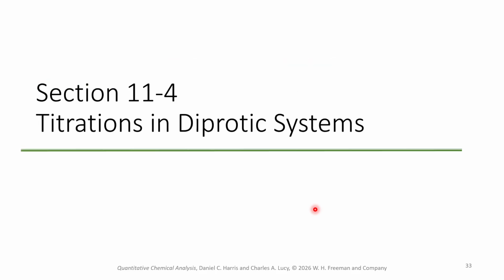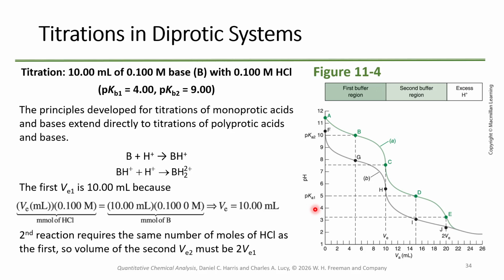Okay. Let's look at titrations of diprotic systems. So diprotic systems are just going to follow that same math we looked at before. They're just going to be different regions, right? Now, notice that these middle regions, we have to treat them as diprotic regions, okay? So they have two equilibria that are affecting those regions, okay?